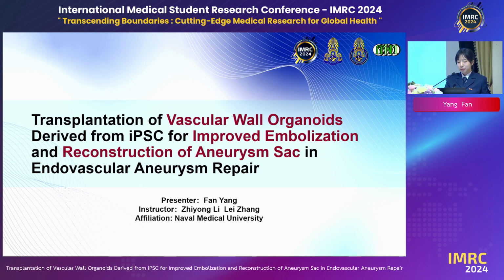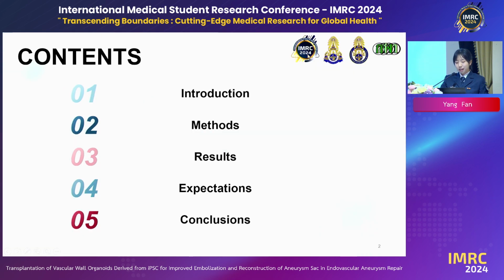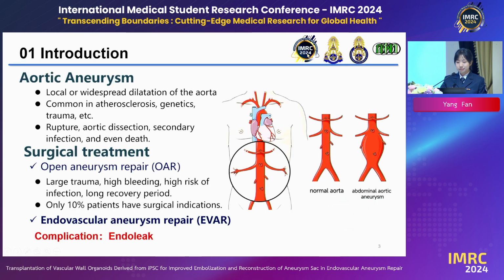And the topic of my presentation today is about the transplantation of vascular wall organoids derived from iPSC for improved embolization and the reconstruction of aneurysm sac in endovascular aneurysm repair. My presentation can be boiled down into these 5 parts.